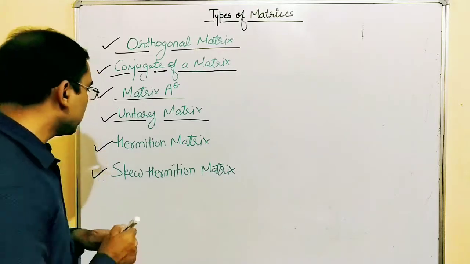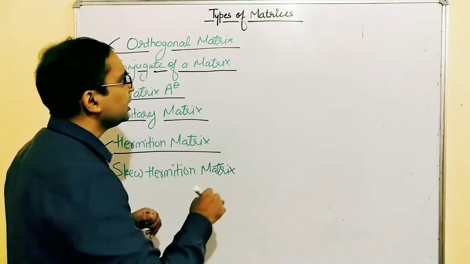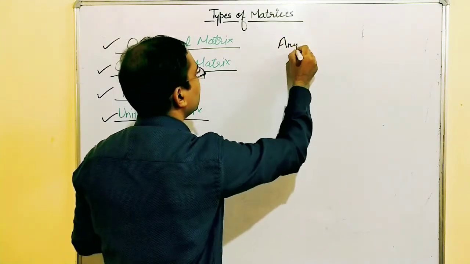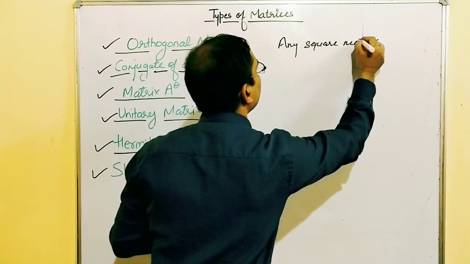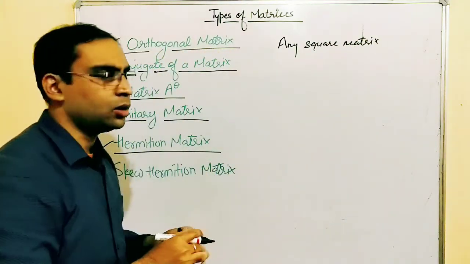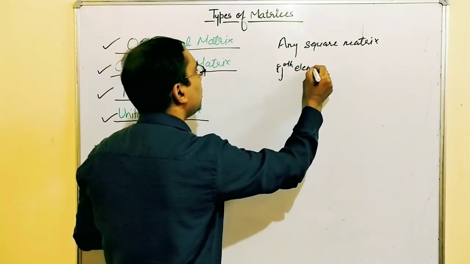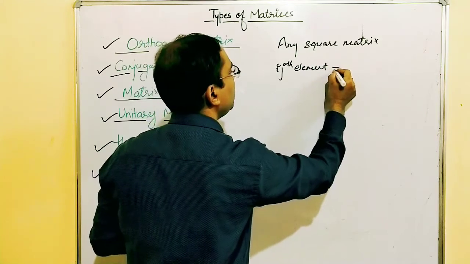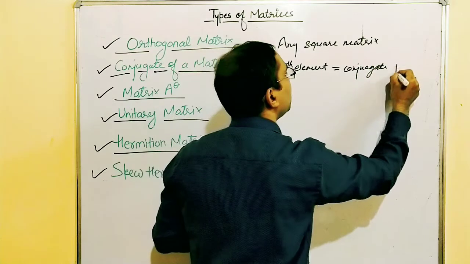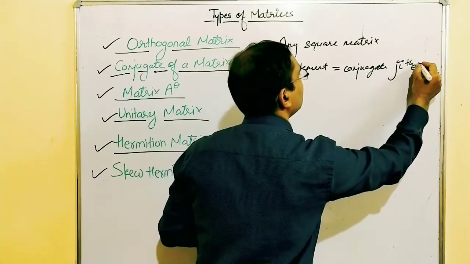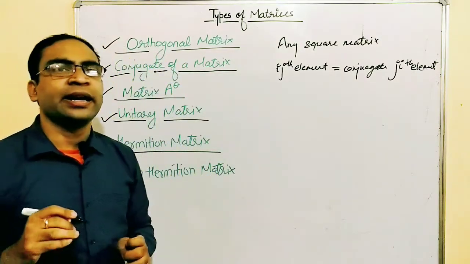The next definition is Hermitian matrix. So let's see what is the Hermitian matrix. Any square matrix will be termed as Hermitian matrix if for all its ijth elements, the element is equal to the conjugate of the jith element.